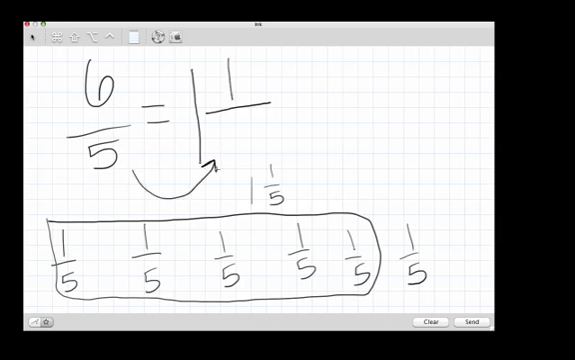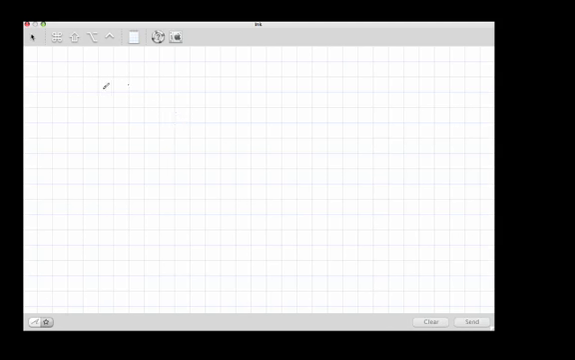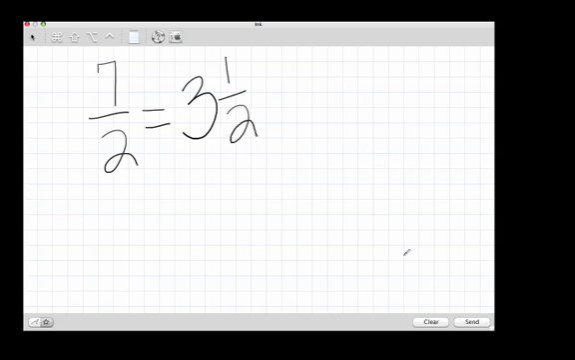Let's do one last one. And don't forget, you can pause it at any time if you need to. Let's try 7 halves. How many times does 2 go into 7? It goes in 3 times. Gets us to 6. With 1 left over, and we are in halves. So, I hope that helps you understand improper fractions to mixed numbers a little bit better.